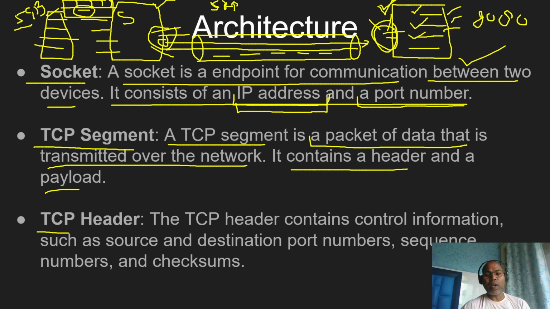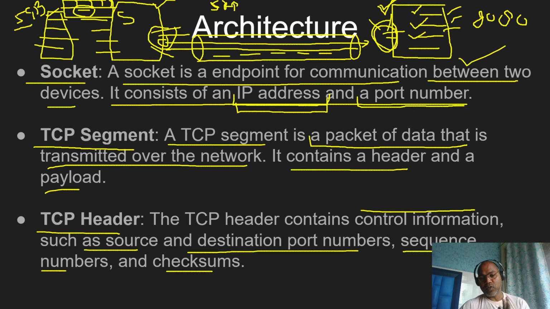So again, TCP has a TCP header. The TCP header plays a very important role in TCP communication. The header contains control information such as source IP and port, destination IP and port, sequence number, and checksums. TCP sends data in the form of a header plus payload. The payload is the actual data.